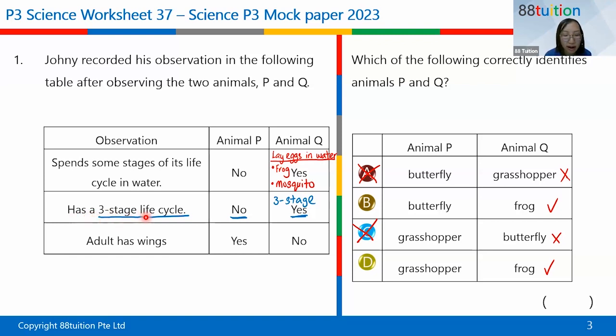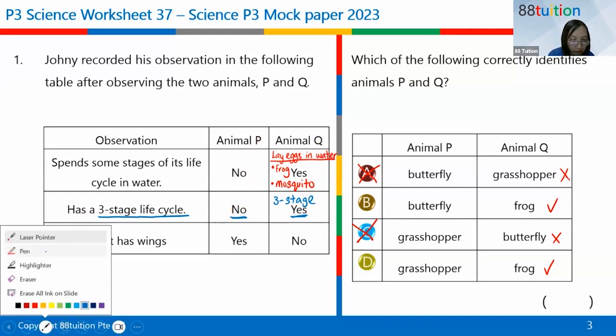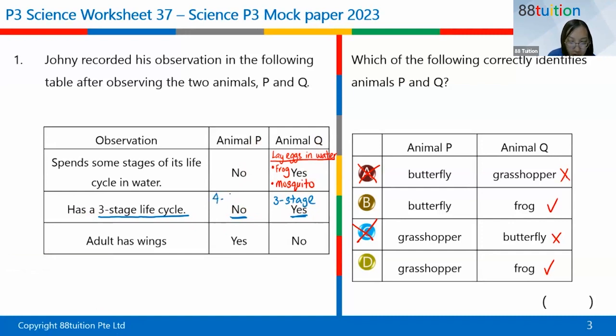Has a 3-stage life cycle. The answer is yes for animal Q. All right, and the answer is no for animal P. All right, animal P is no. So animal P has how many stage, Evan? All right, it should be 4 stage. Okay, well done, everyone. So here is definitely 4 stage.